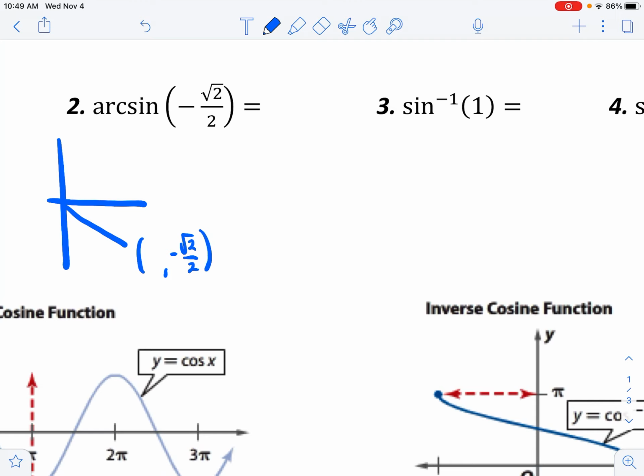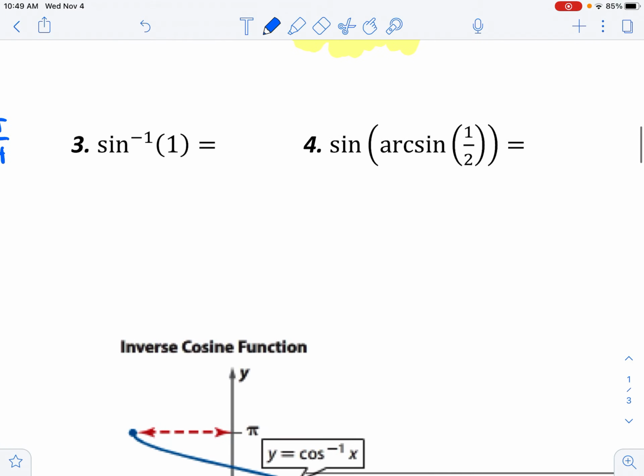Remember, sine is a y value. So I want to know what this angle is. If you have to fill in the ordered pair, you can. You know this is root 2 over 2, negative root 2 over 2. That's a 45-degree reference angle. But it's in a negative direction, and it has to be in radians. So my answer is negative pi over 4.